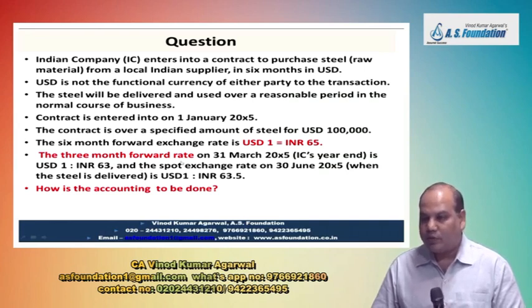The 3-month forward rate on 31st March 20x5, which is the Indian company's year end, IC means Indian company, is USD 1 equal to INR 63.